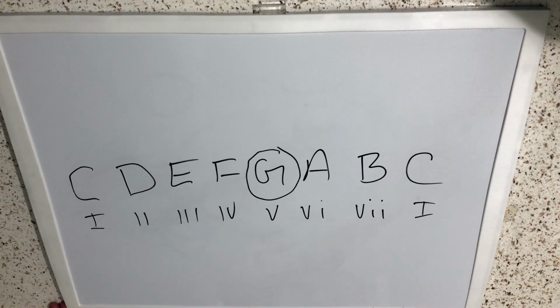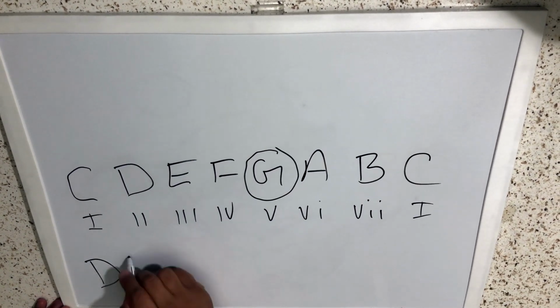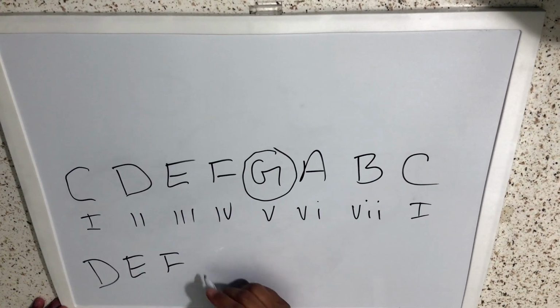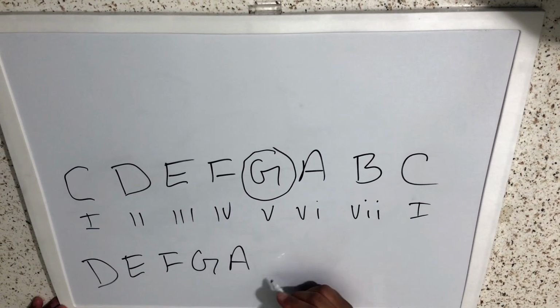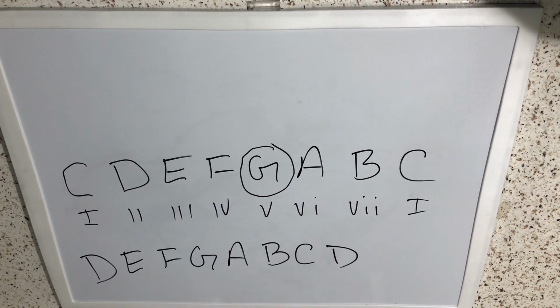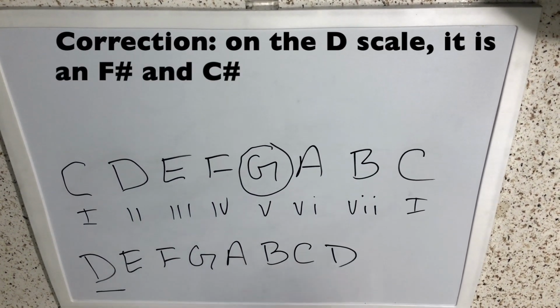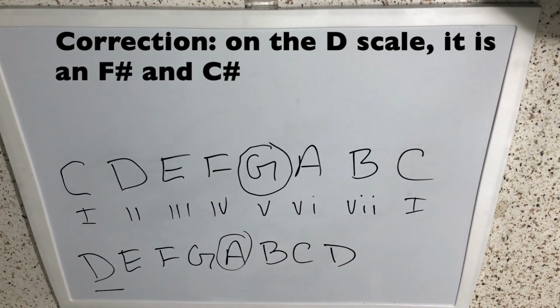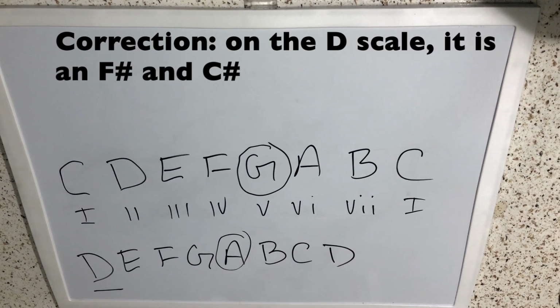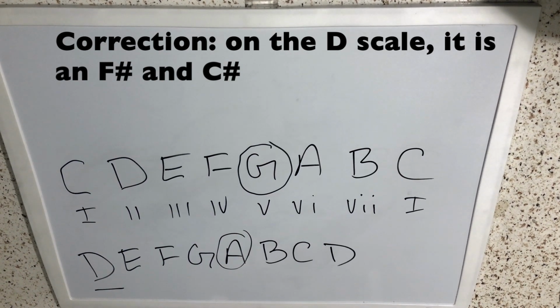We could take another scale. We could take D, right? So you have D, E, F, G, A, B, C, and D. Once again, we count this as our 1. So 1, 2, 3, 4. Now A is your 5th. So that is the trick to finding the 5th degree of any major scale. Now that we understand what a 5th is, it's time to jump right into the circle of fifths.